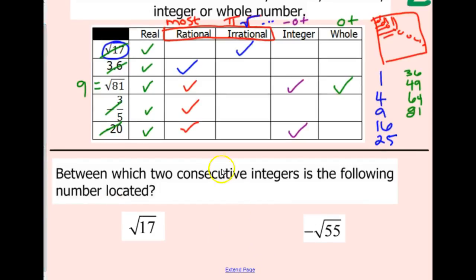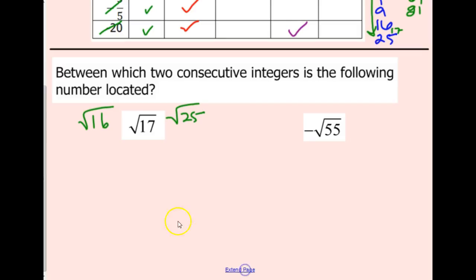Down here it says between which two consecutive integers, numbers that are next to each other, is the following number located. So looking at this list of perfect squares that's on our multiplication table, 17, that one was right here. 17 is really between 16, so square root of 16, and the square root of 25. Well, the square root of 16, what number multiplied by itself gives us 16? Well, 4 times 4 is 16. And then same thing with 25. 5 times 5 is 25. So your answer is somewhere between 4 and 5, if we were to plug it into our calculator.